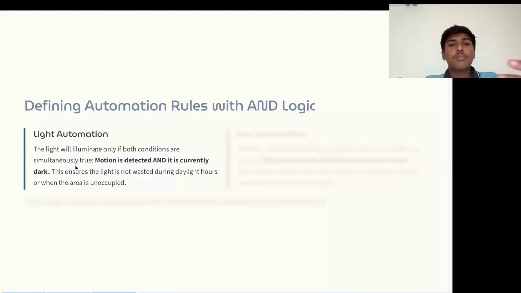In light automation, the first condition is that motion is detected by the motion sensor, and then the logic will check the second condition: currently the room is dark. If yes, and both conditions are true, the light will turn on automatically. This ensures the light is not wasted during daylight hours or when the area is unoccupied. When there is no one in the room, it ensures that the light is off and not wasting energy during daylight hours. This is the light automation system.